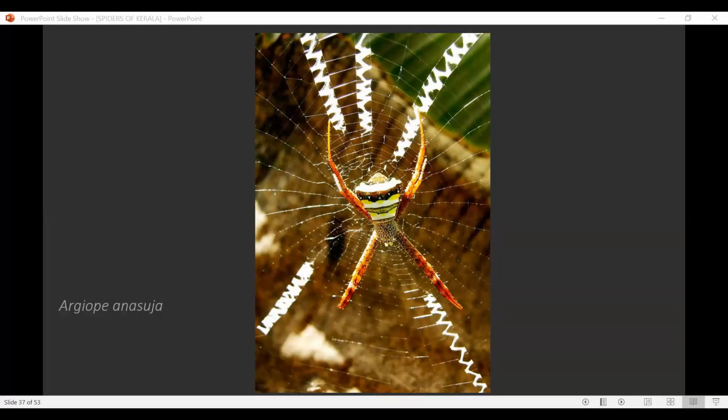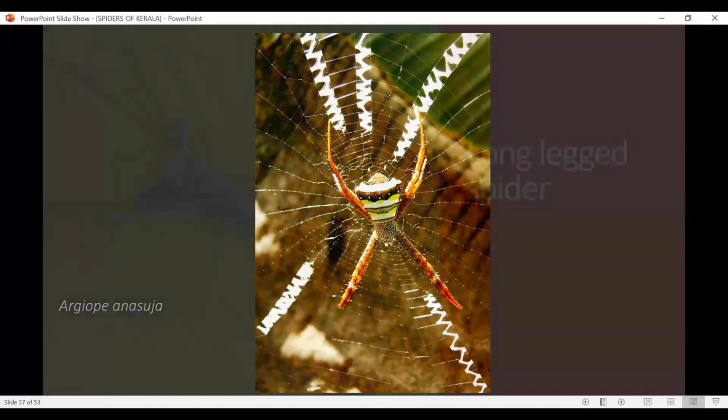Nobody knows exactly why spiders use this stabilimentum, but there would be some advantage. But two theories are that one is for attracting the prey, another is for protection from the birds. We don't know which one is correct. So that is the case. This is Argiope anasuja, a common species in the Western Ghats, because they have a pattern of sitting like an X, sometimes also known by the name X-ray spider, because of the habit of sitting like this.